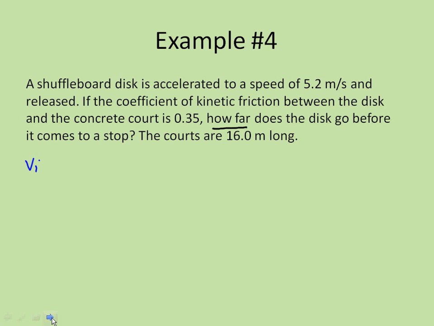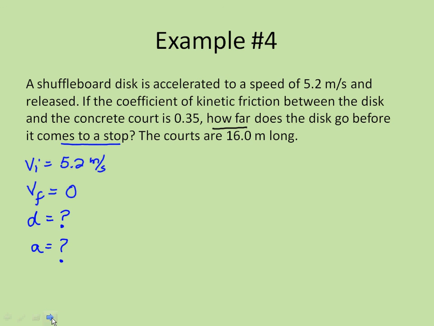We know Vi is 5.2 meters per second. It's coming to a stop on the shuffleboard court. All right, there's the stop. Now the distance, even though it gives us that 16 meters, it's asking us how far it goes. So that's a little confusing, but D is our unknown, and we need to find A, and that's where we're going to use our summation of forces idea.